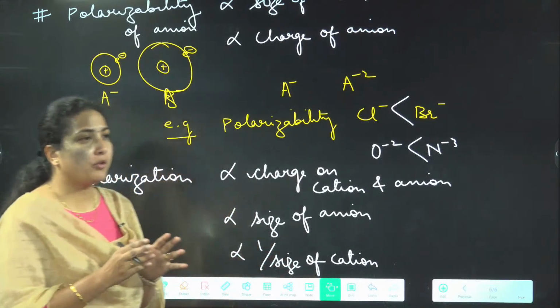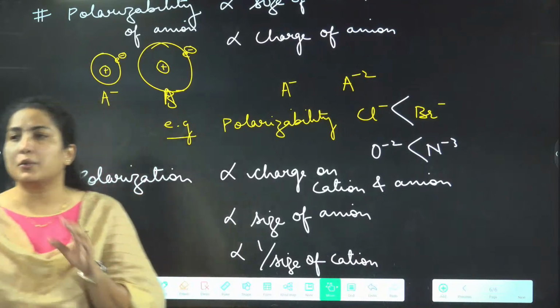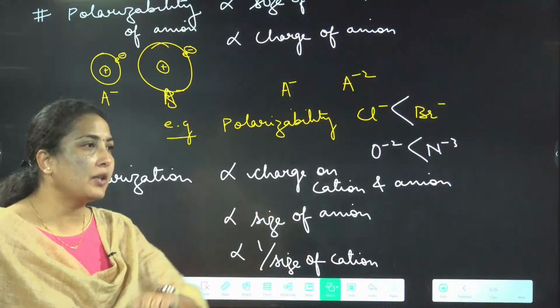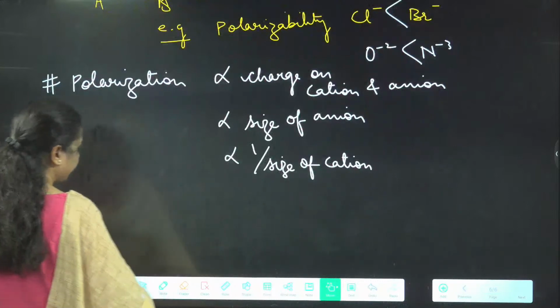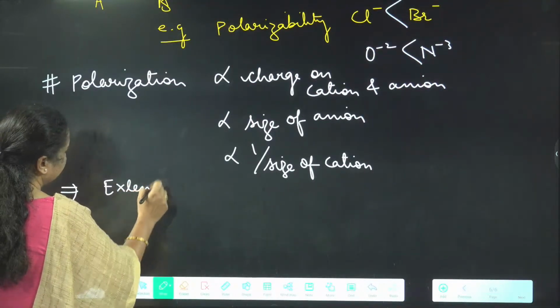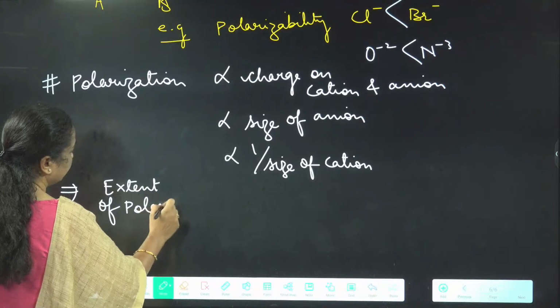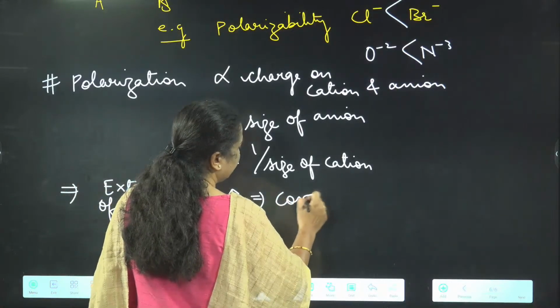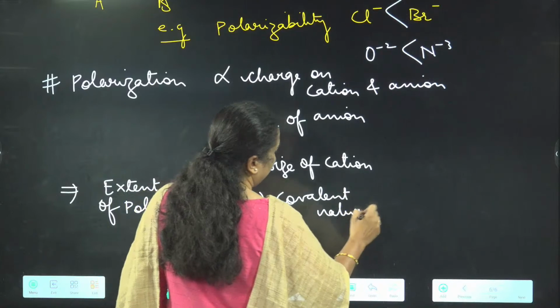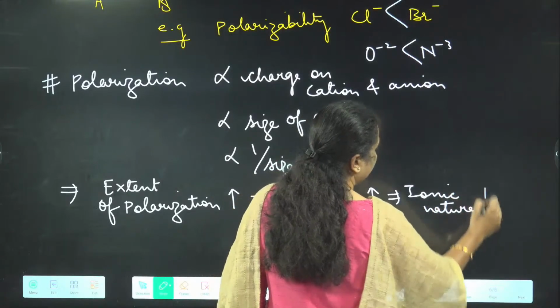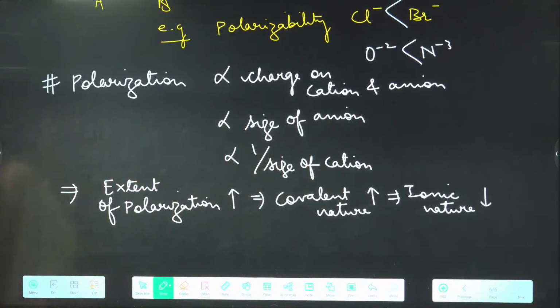So if it is more polarization, that means more distortion of the electron cloud, we say it is representing more of the covalent character. And if more covalent character, then definitely the ionic character is going to be less. So we can write down one statement here. If the extent of polarization increases, that tells you that covalent nature also increases. And what about ionic nature or character? That has to decrease. Getting it? So please write this down, and then we are heading towards the questions basically.